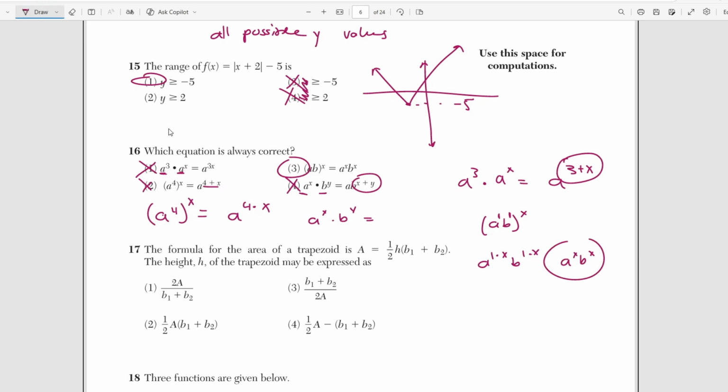Another way you could have done this was you could have just said, hey, a equals 2, or you could have said b equals 2. And you could have just plugged these values into all of these expressions, and you would have seen which one had equal numbers on both sides, which would have been only 3.